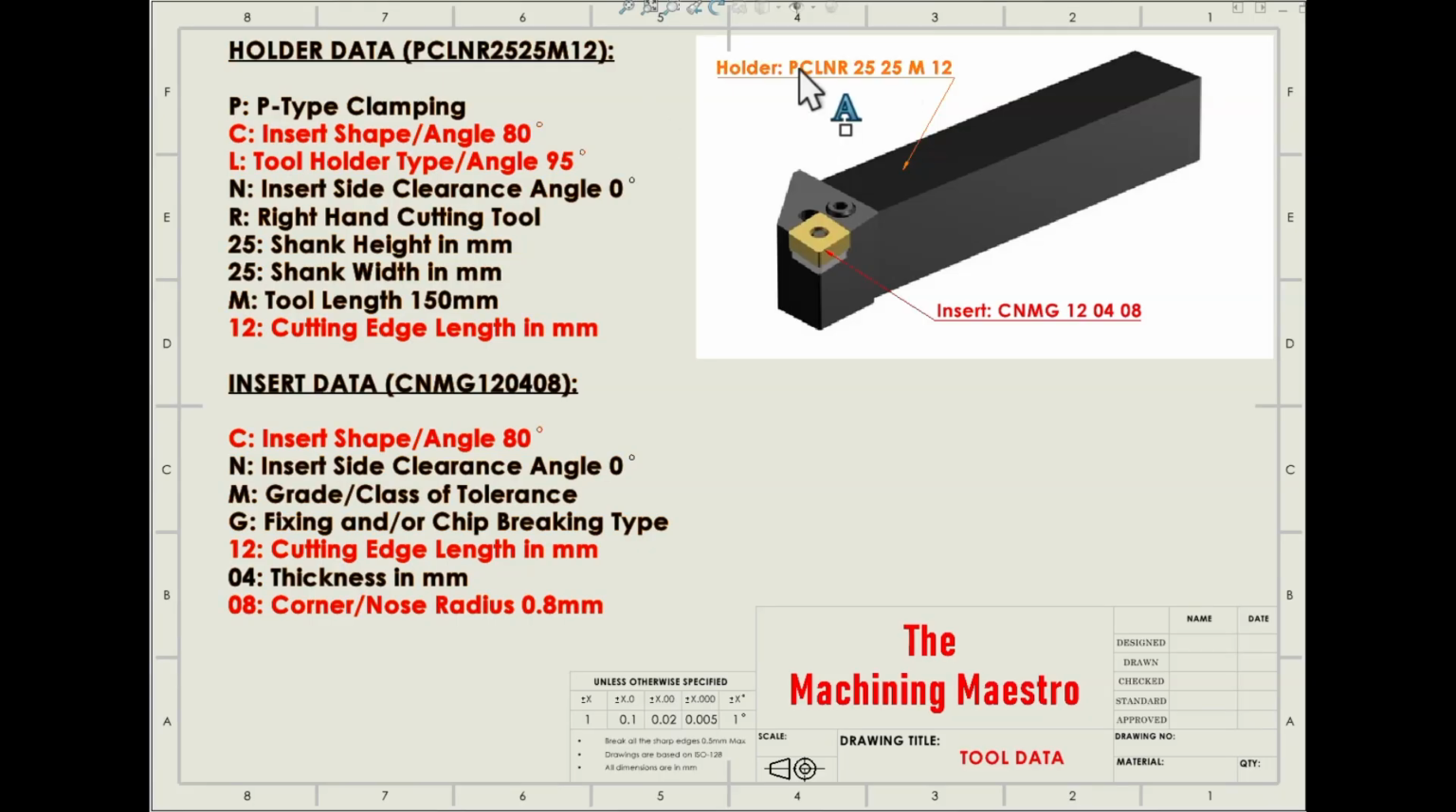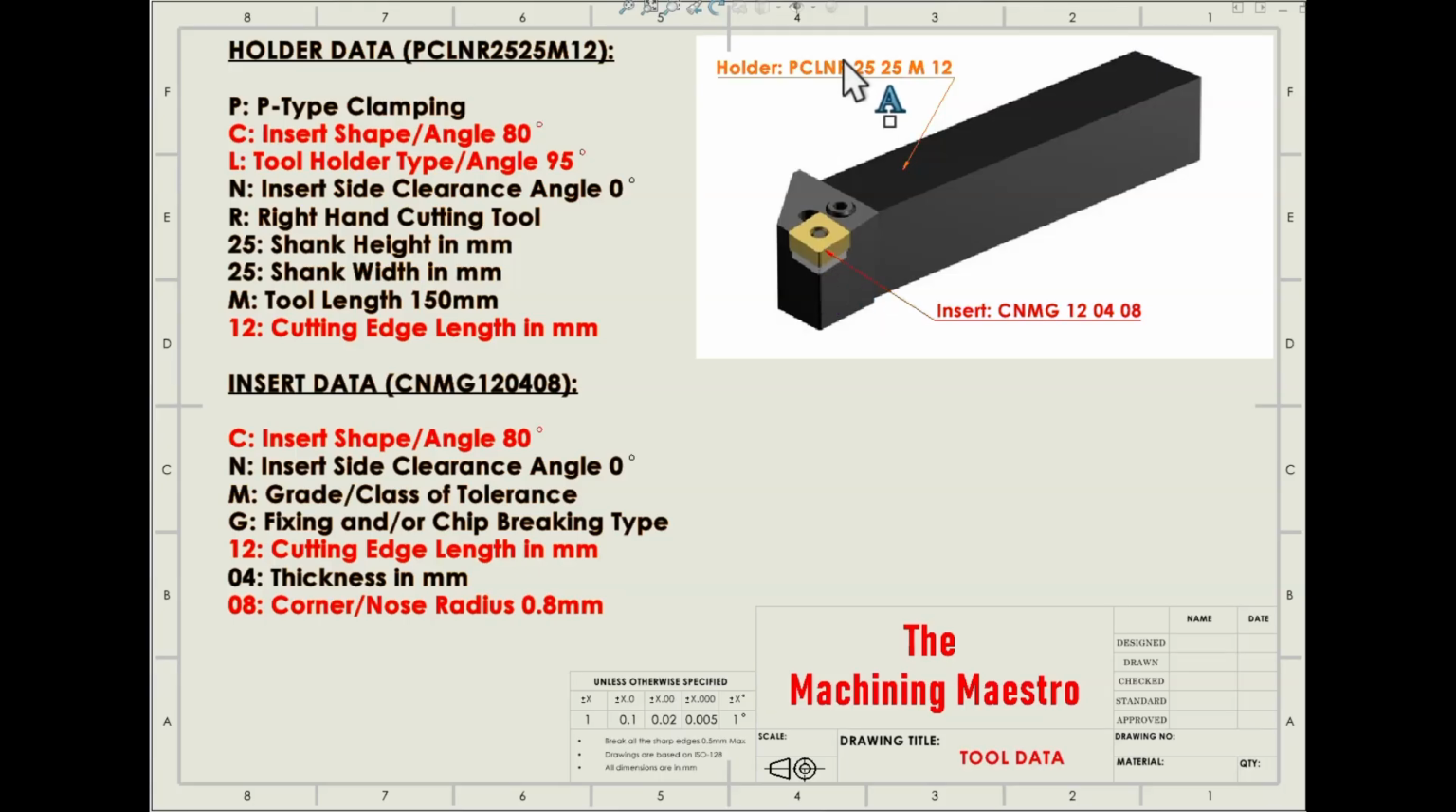Here is the meaning of this designation. P is the clamping type, which is P type clamping, and there are various kinds of clamping; P is one of them. C is the insert shape or insert angle, which is 80 degree. The tool holder angle, produced between this surface and this surface, is 95 degree. The insert side clearance angle is 0, which is represented by N. The angle produced over here is 0 degree.